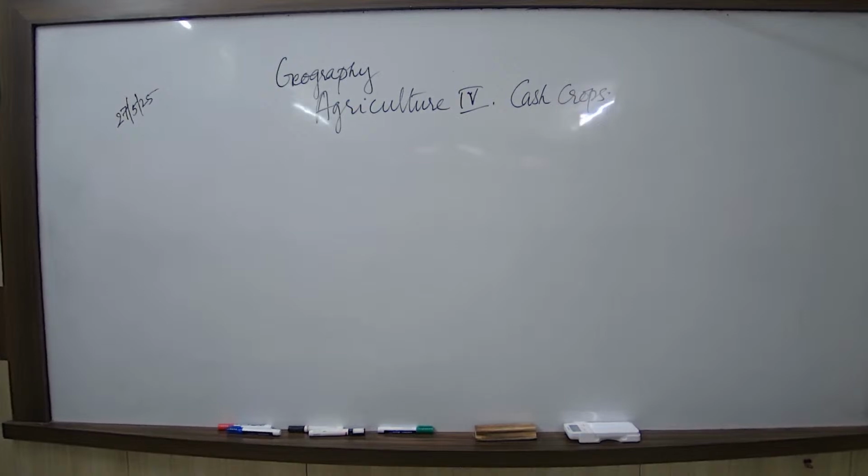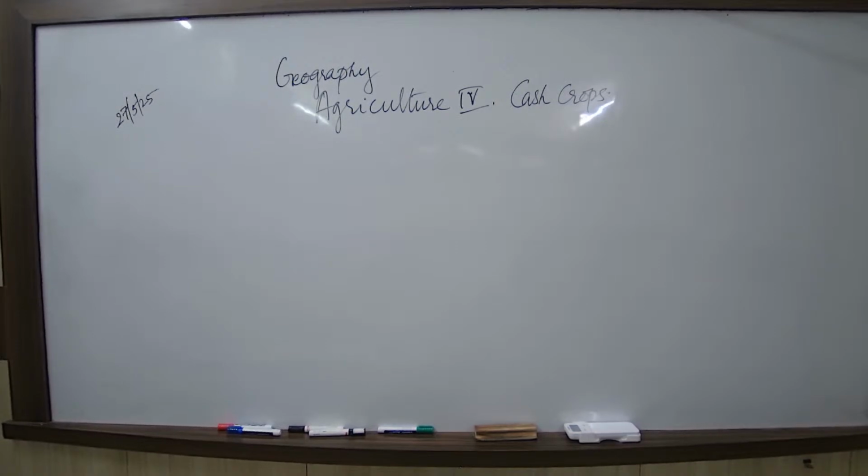Okay, so that is the set method. Ratooning means the plant is cut from the root, the bottom part, and new shoots come from it. Got it? Then we learned about oil seeds, different types of oil seeds. There are so many varieties. Groundnut we have studied.